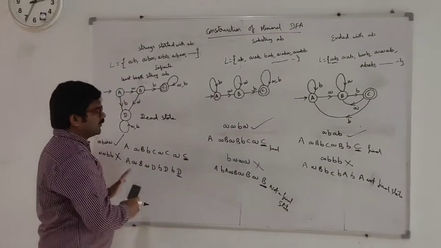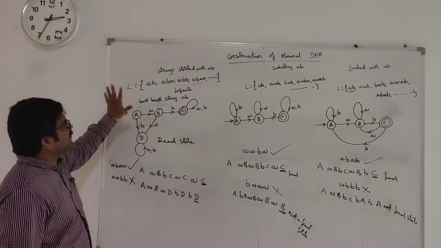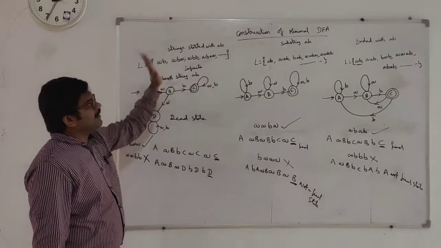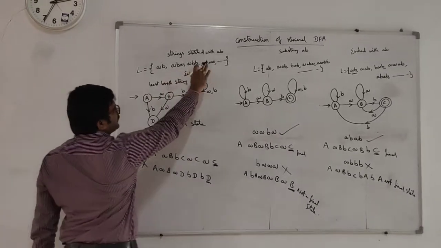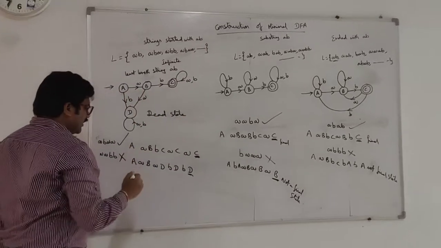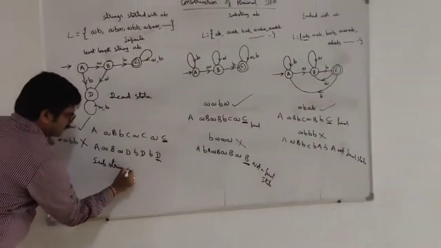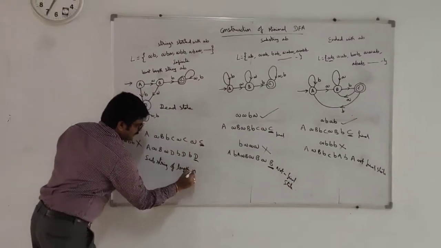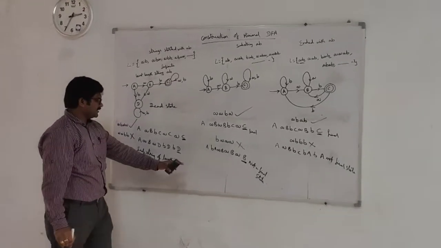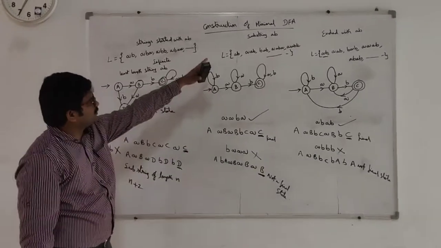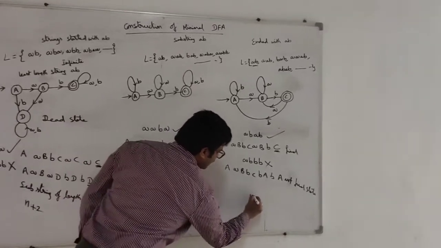Now, even in the GATE examination you may get a question like this. Strings starting with AB, or substring AB. How many states are there in your minimal DFA? If you look at here, this is the substring. That means a substring of length how much? 2. So here a substring of length n. Then the number of states in the minimal DFA is n plus 2. Substring means AB length. So here you will get n plus 1.